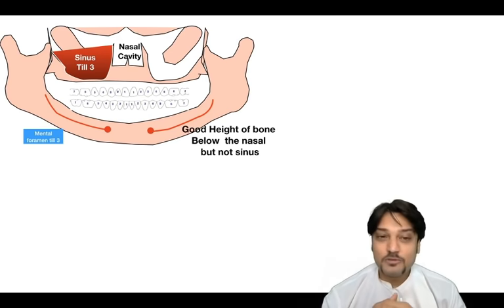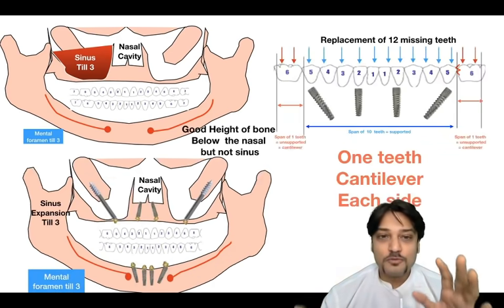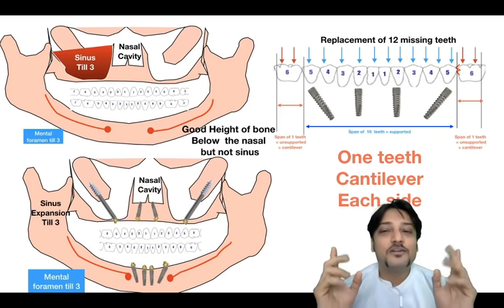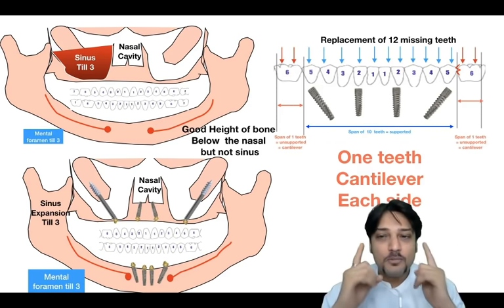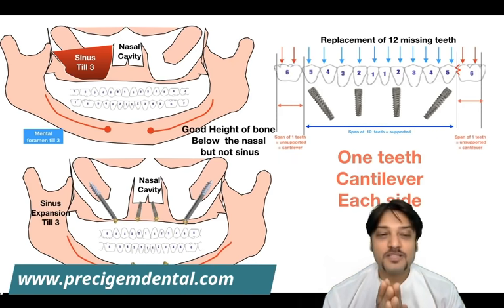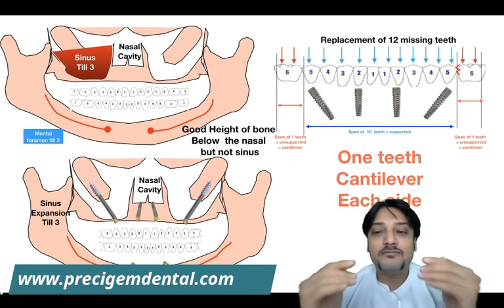But what I would suggest is to go ahead with the placement of 2 implants in the nasal cavity and go ahead with a zygomatic implant. Zygoma bone is nothing but your cheekbone, so that even in the most resorbed cases, you can achieve at least 1 tooth cantilever.